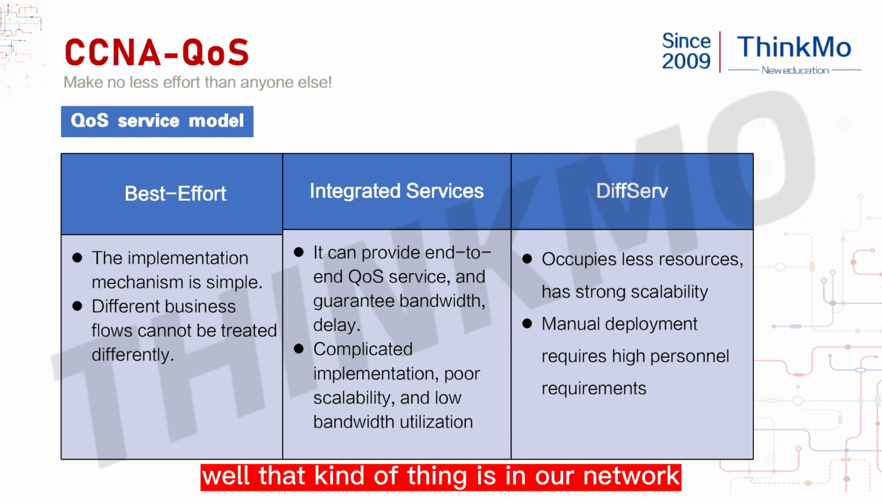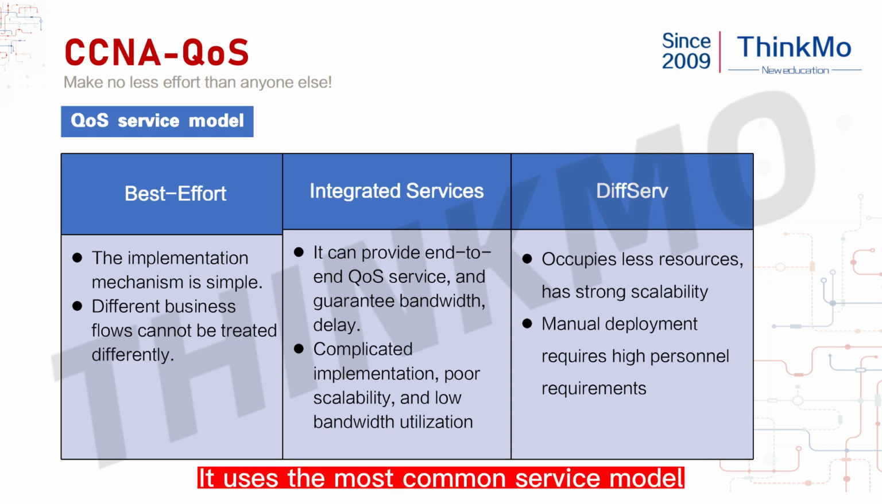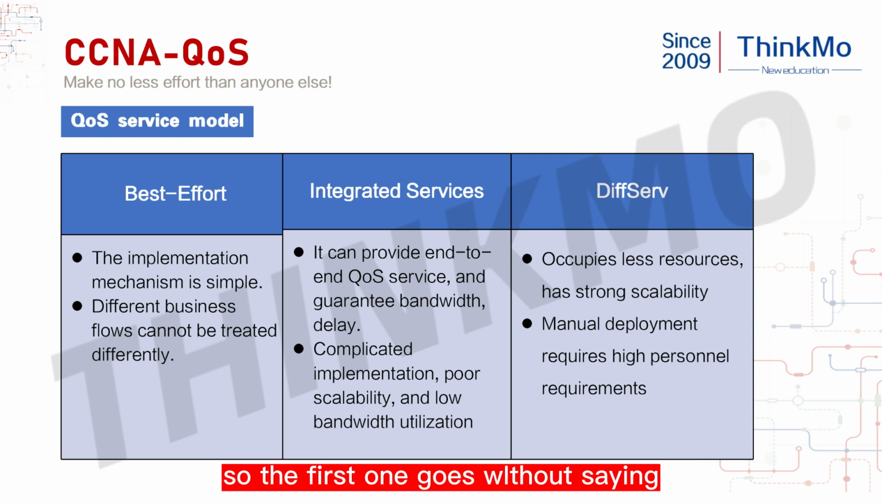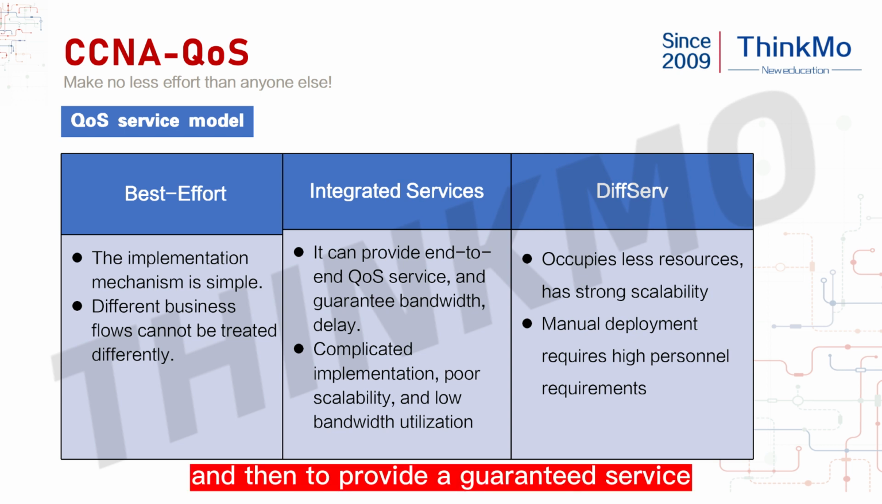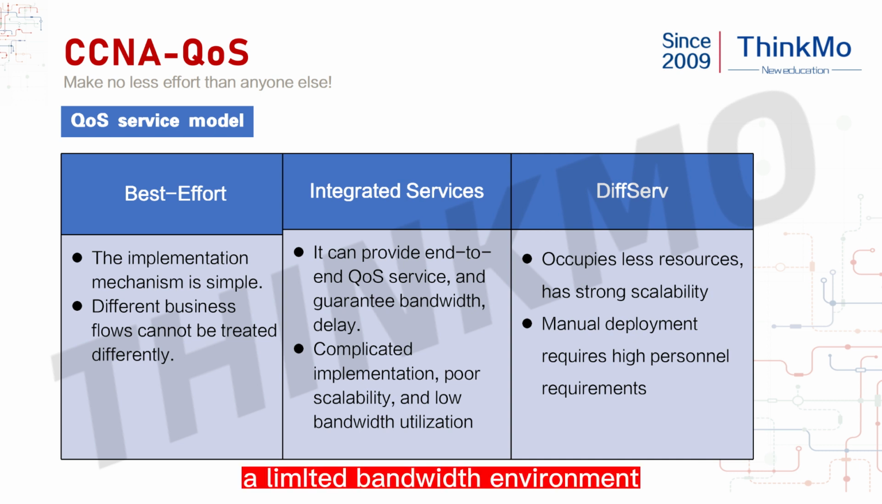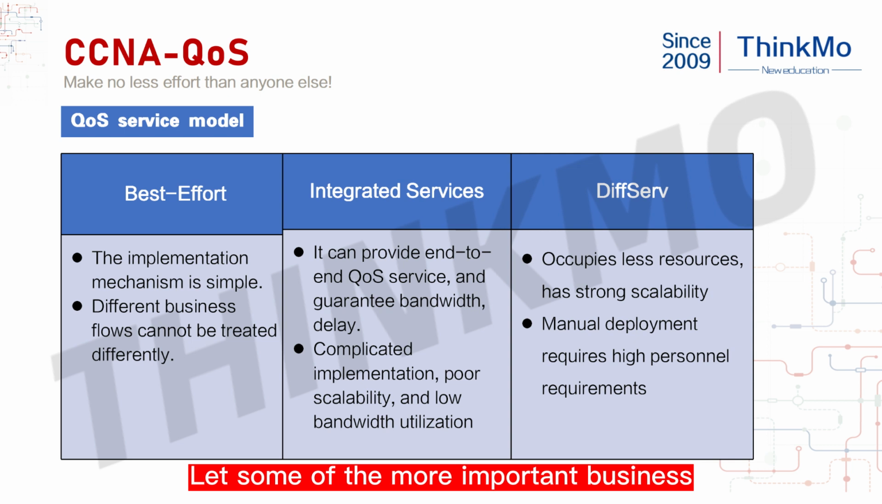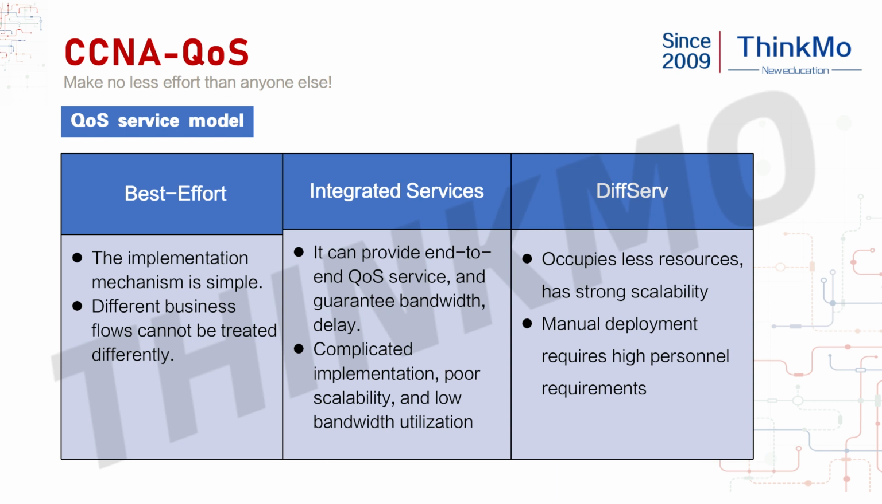Well, that kind of thing is in our network. It uses the most common service model. So the first one goes without saying: first in, first out is our default service model. So we can use QoS based on its third service model to provide a guaranteed service. It allows me to operate in a limited bandwidth environment, giving some of the more important business priority forwarding, to achieve a guaranteed service. So QoS is still necessary in the network. That's all for today.